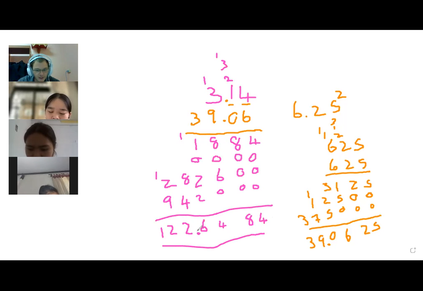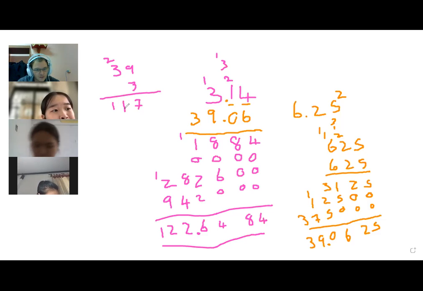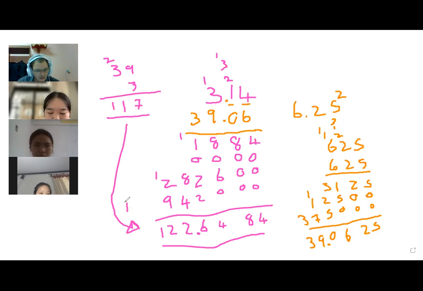How do we know that's correct? Multiply 39 times 3. The two whole numbers. So it means our answer has to be higher than 117. And it is higher, it's more. So our answer is 122.6484. But we're going to round to 2 decimal places.